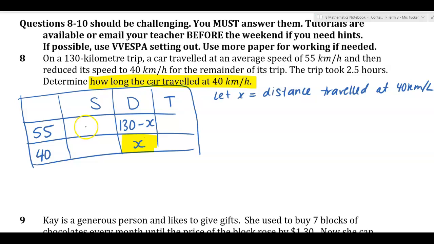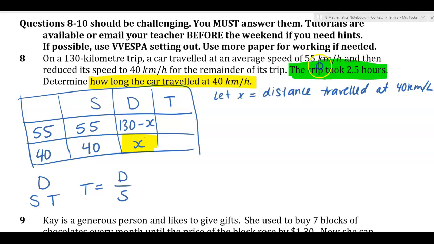Okay, what is the speed if I'm traveling at 55 kilometers an hour? Good. And what is the speed if I'm traveling at 40 kilometers an hour? Okay, we use our speed, distance, time triangle. Time equals distance over speed to fill in the time. Remember, there's some more information in the question here, but we don't use that until after. If you filled in 2 columns of the table, you're now ready to use your triangle to do the 3rd column. You don't use the information from the question for the 3rd column. Okay, so distance 130 minus X divided by speed is my time there, and X, my distance, over speed.